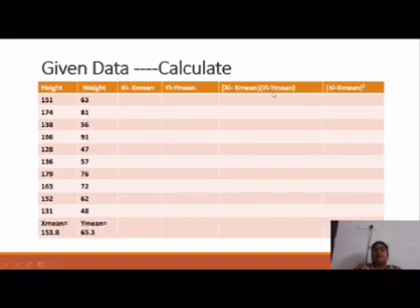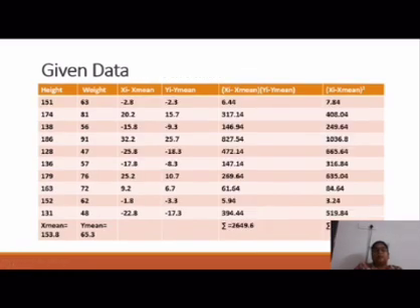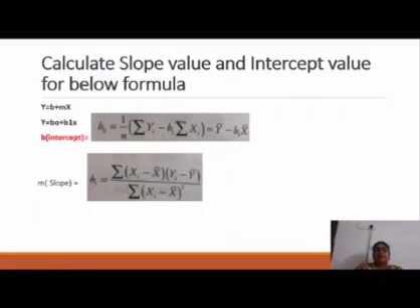We need to calculate the x mean, y mean, and all these things. Okay, xi minus x mean, yi minus y mean, everything you need to calculate. And finally, from the given data, why we need to calculate all these things is to get the slope value and intercept value. So the formula you have here, y equal to b plus mx. Okay, this b you can have as b0 plus b1 into x.